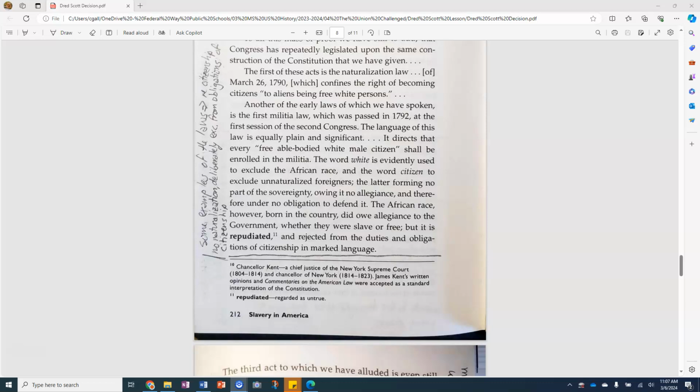So there's an implication that blacks would owe allegiance to the government, right? But it is clearly called out that they are rejected from the duties and obligations of citizenship. Okay? So they are not expected to perform the things citizens would be expected to perform.